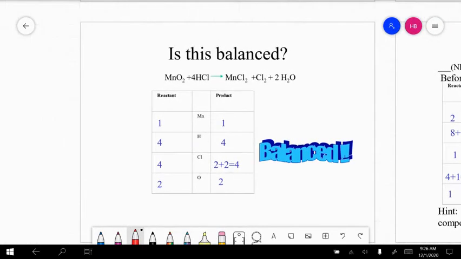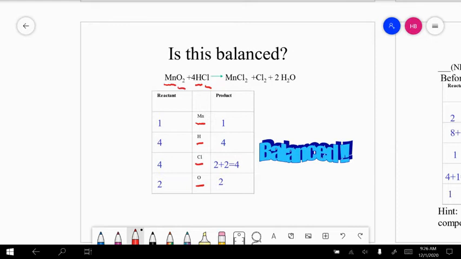All right, let's practice first how to count the atoms. So this is called the T-chart method. In the T-chart method, I figure out what elements are involved and I list them in the center here. So manganese, oxygen, hydrogen, and chlorine. You'll notice that the elements on the reactant side have to occur in the product side also. So then we count them.